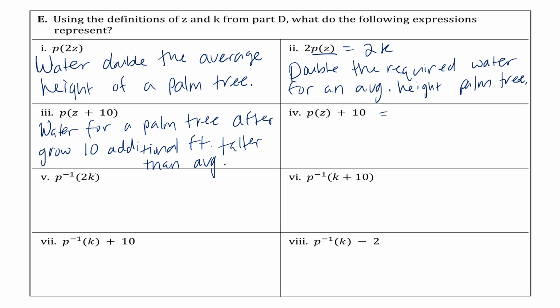Okay, now P of Z plus 10. So now this is K plus 10. And what does K represent? Well, K represents the amount of water required, right? So if K represents the amount of water, this is saying we need 10 gallons more water for an average height palm tree.